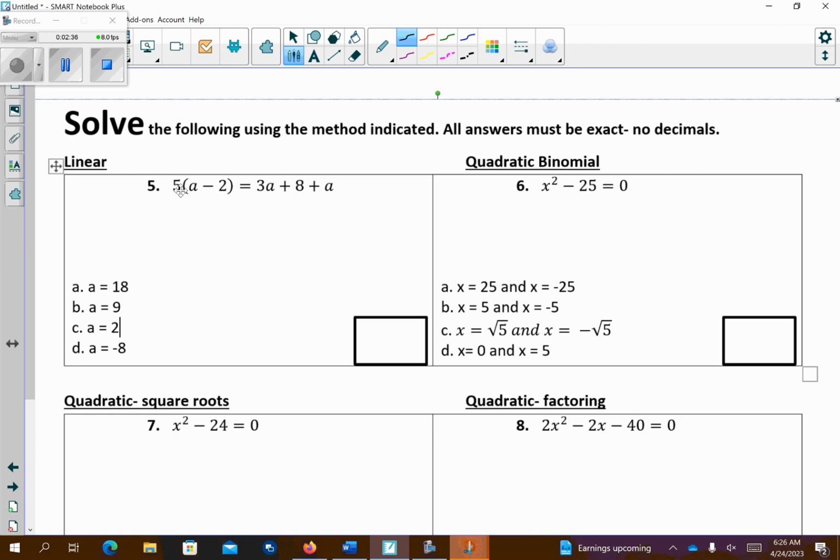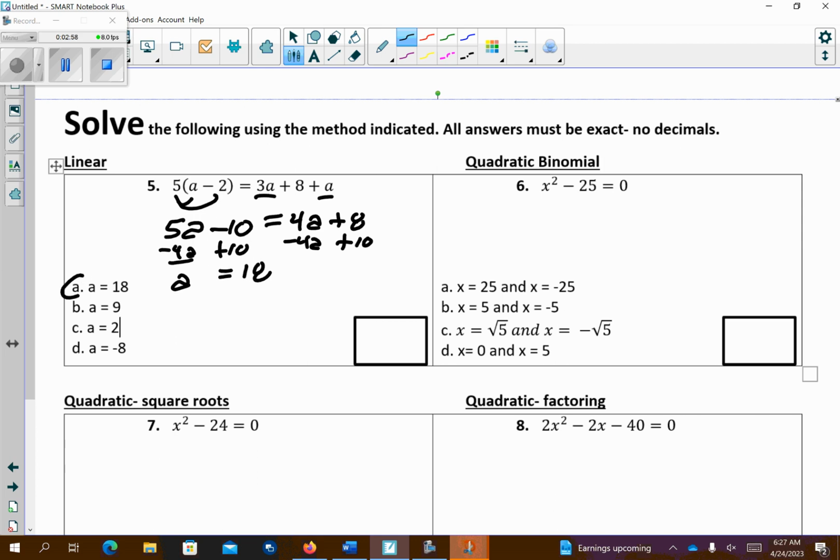All right, problem number 5. Let's get rid of the parentheses first. So I'm going to get 5 times a is 5a. 5 times negative 2 is negative 10. These are like terms, so we can go ahead and combine those together. That's going to give me 4a plus 8. And then let's go ahead and start solving it. Let's bring a to the same side. So that's going to give me an a over there. And then I'm going to add 10 to both sides. So a equals 18. So it's answer A. So we'll put the A right in there.